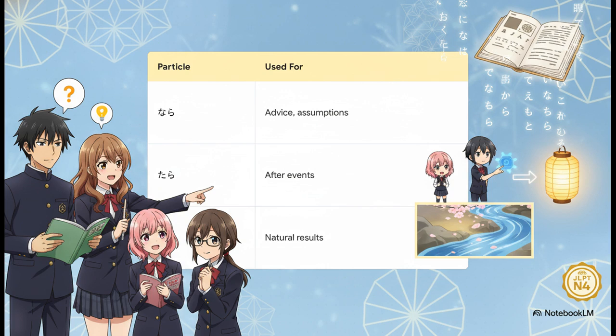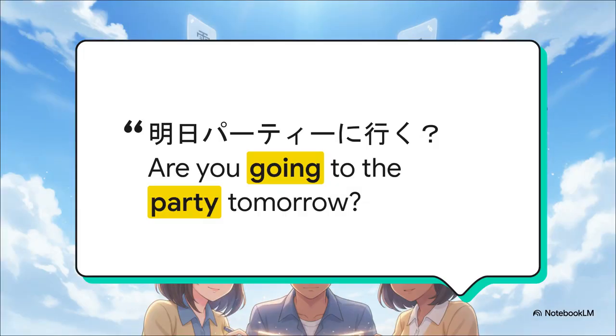Nara is your guy for giving advice. Tara comes in when you're focusing on what happens after a specific event goes down. And to, that's strictly for automatic outcomes, like pressing a button and a screen turning on. Keep these neat little boxes clear in your head. Let's actually see this play out in a super relatable mini narrative between two friends.